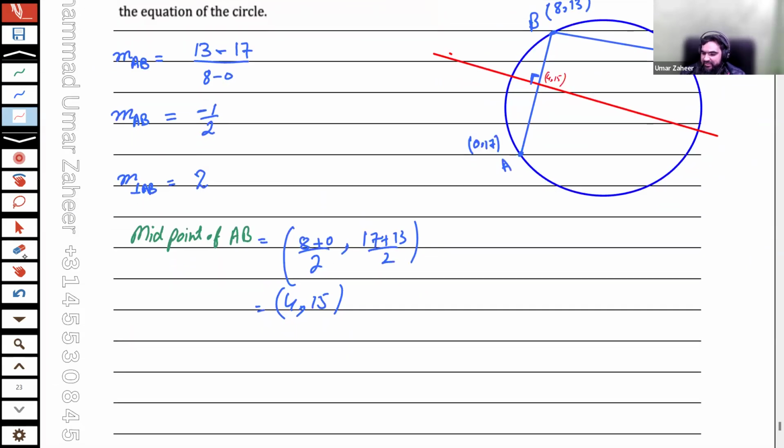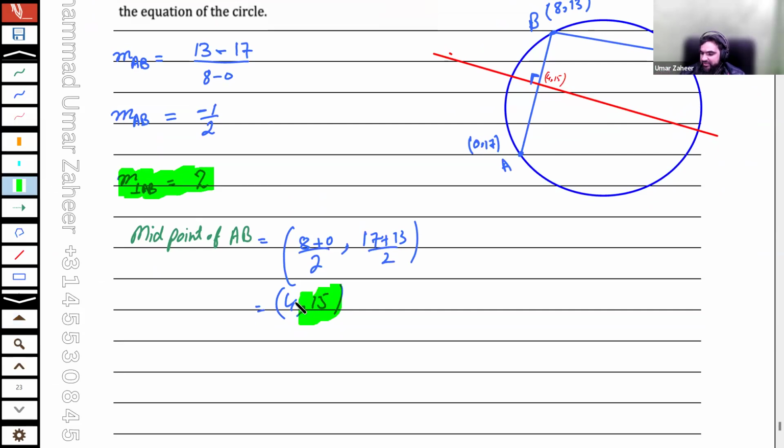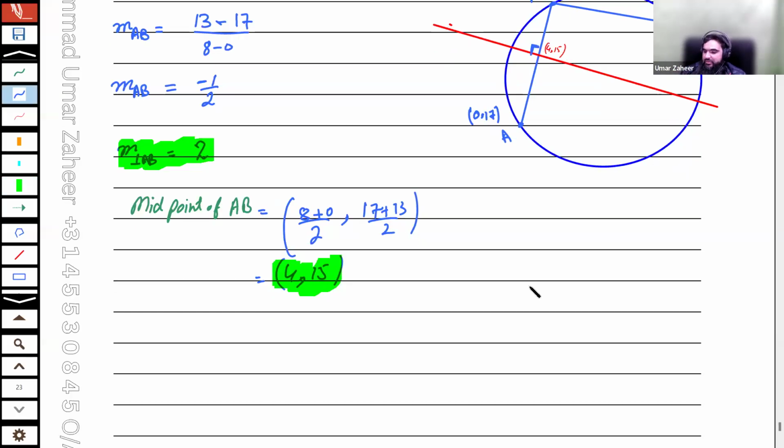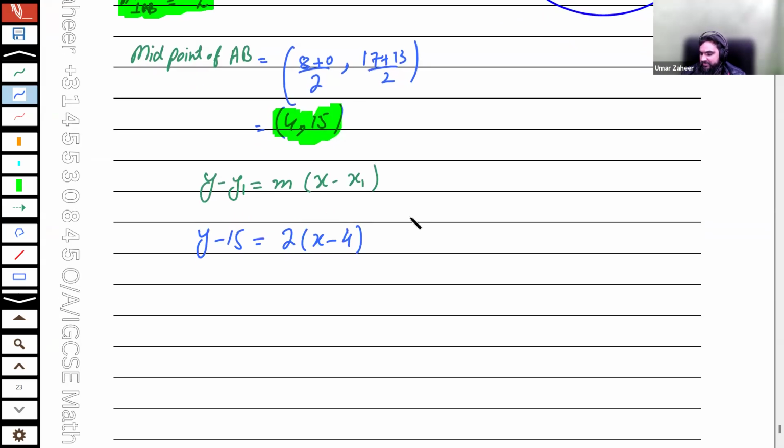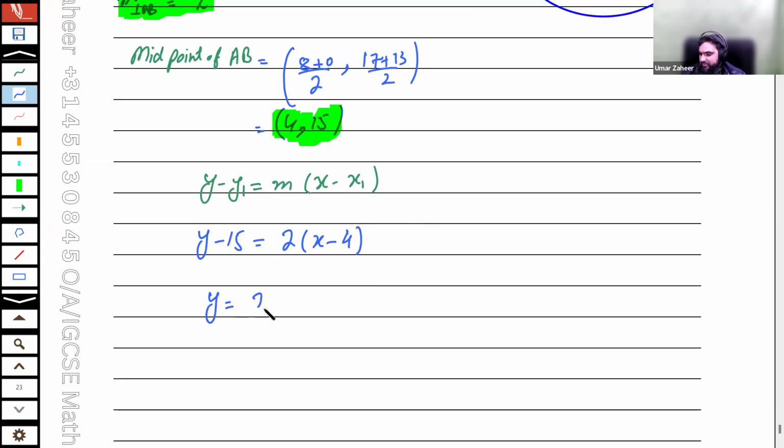Now look here, we have the gradient of the perpendicular bisector, and we have the point it passes through. So we need to define the equation of the line. What is the formula? We have y minus y1 is equal to m times (x minus x1). So y minus 15 is equal to 2 times (x minus 4), so I get 2x minus 8. The minus 15 goes over to the other side as plus 15. So I get y is equal to 2x plus 7.